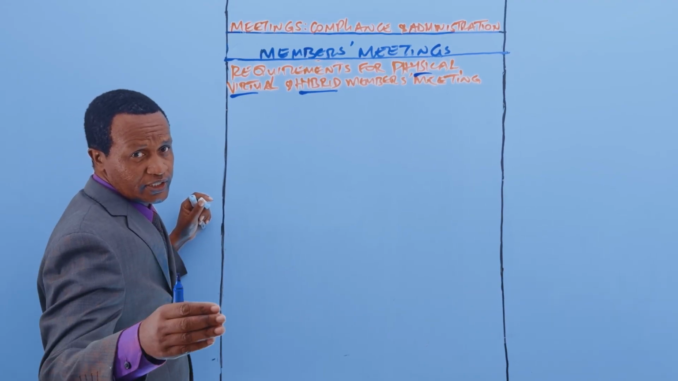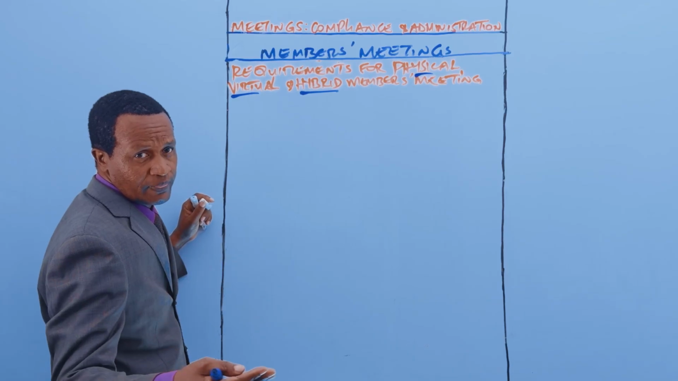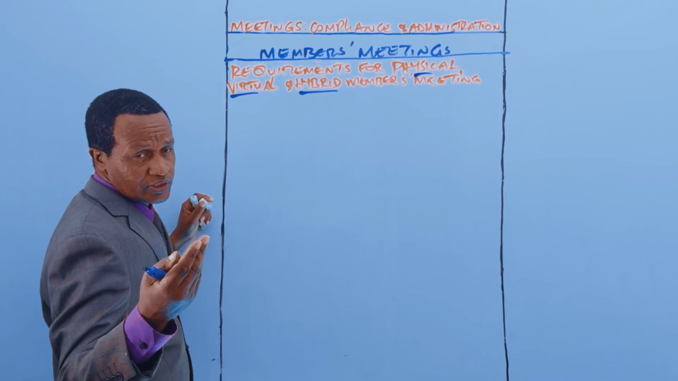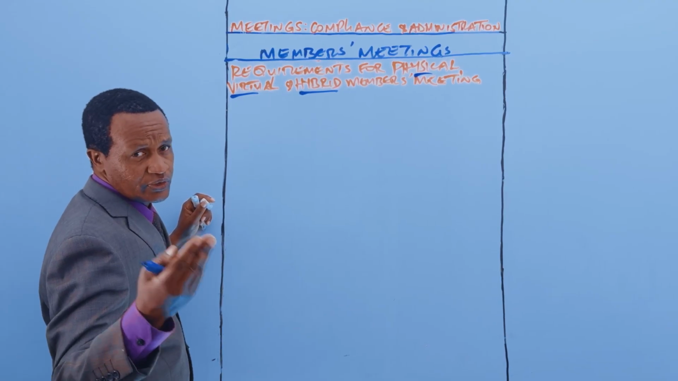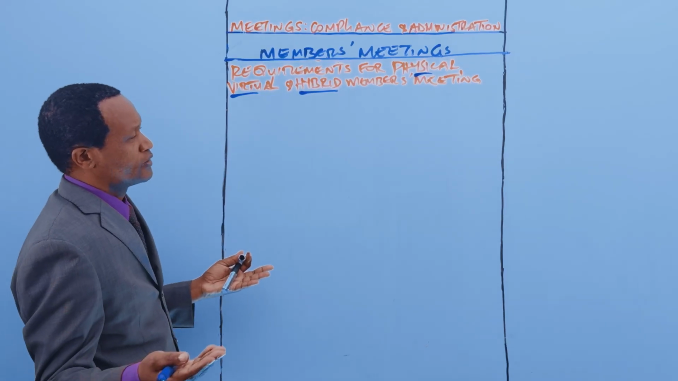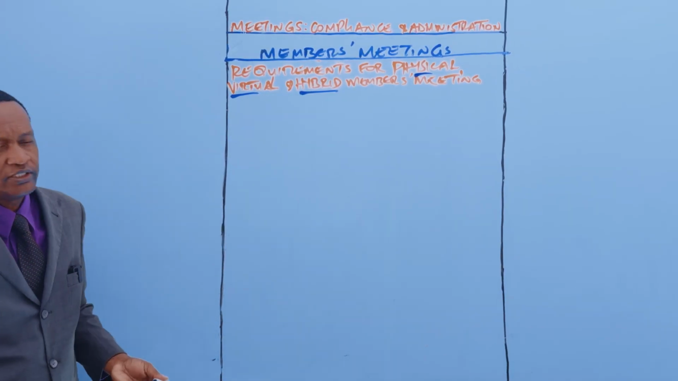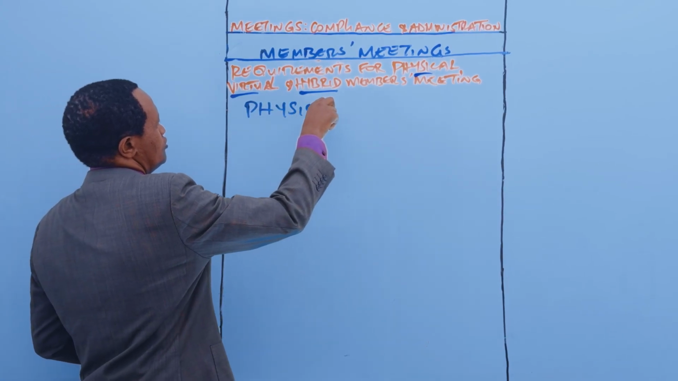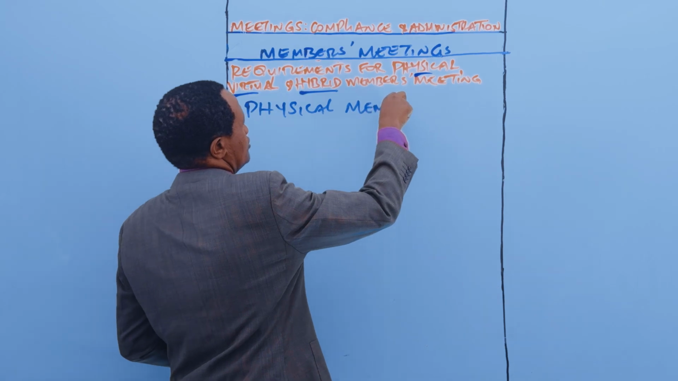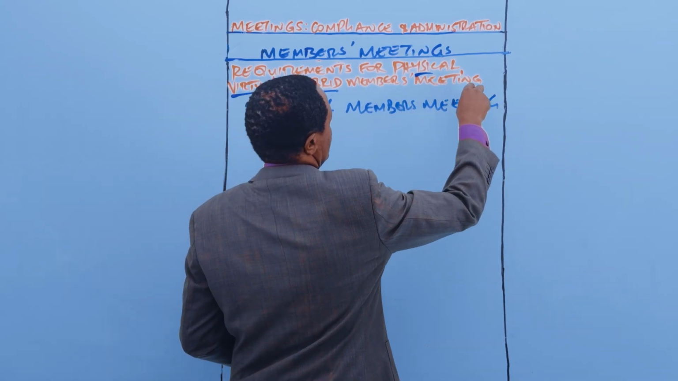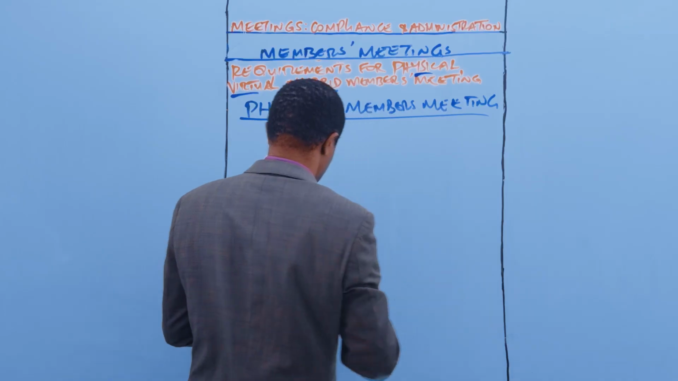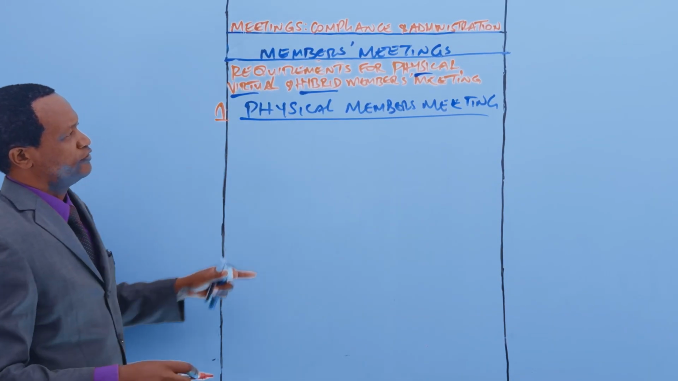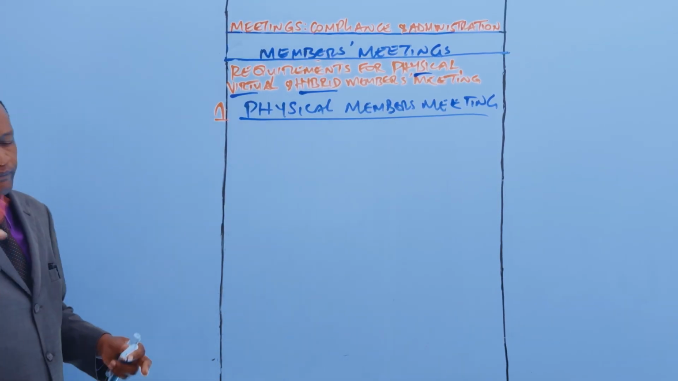So the requirement for each format according to the Companies Act and the current governance standard number 001 and number 008 include things like proper authority. So let's begin with physical meeting. What are the requirements for physical members meeting? I've said number one is proper authorization. This is number one. Physical members meeting. Proper authorization.